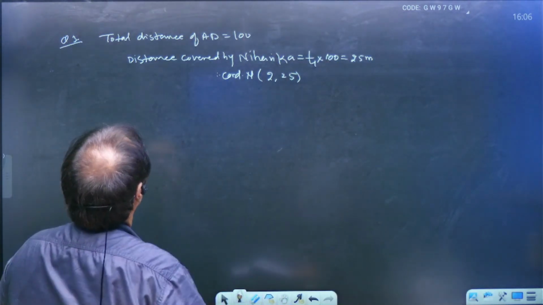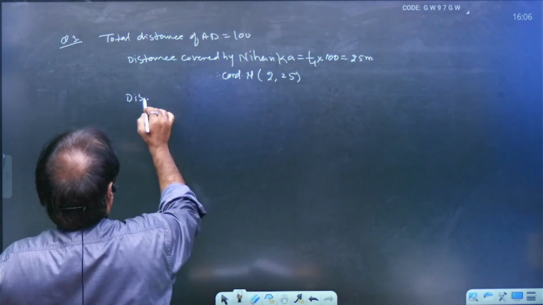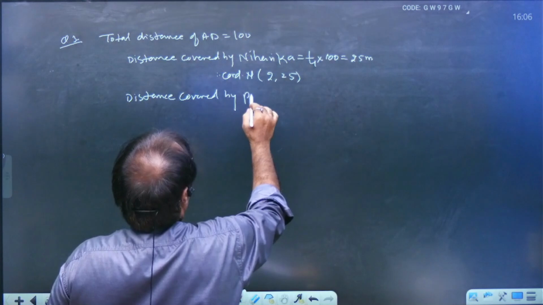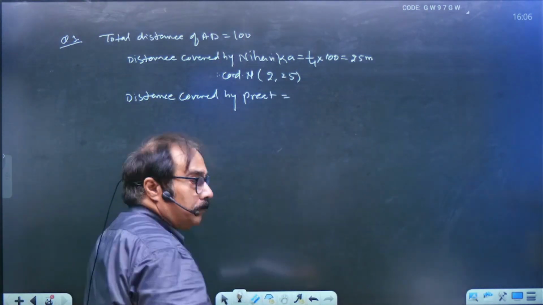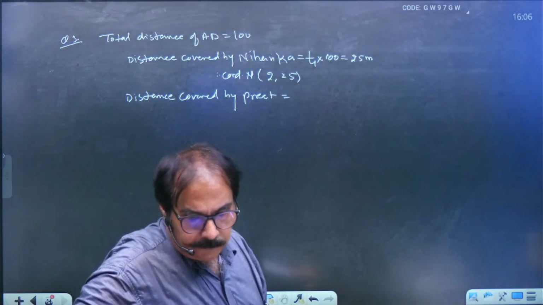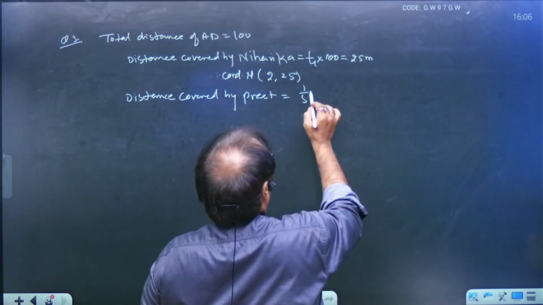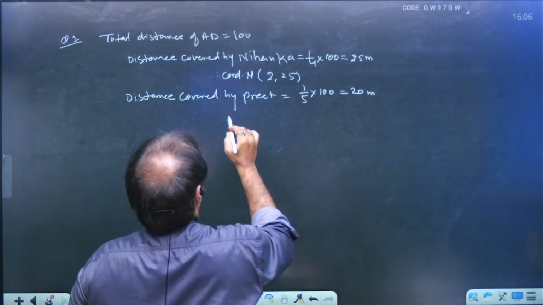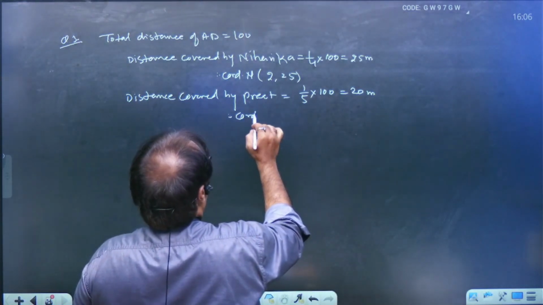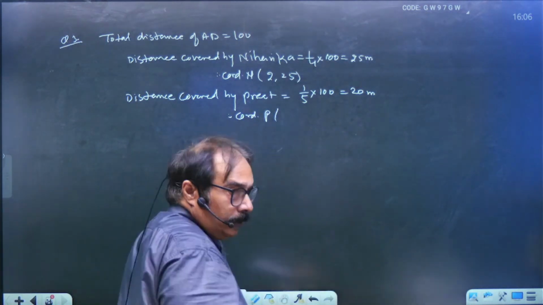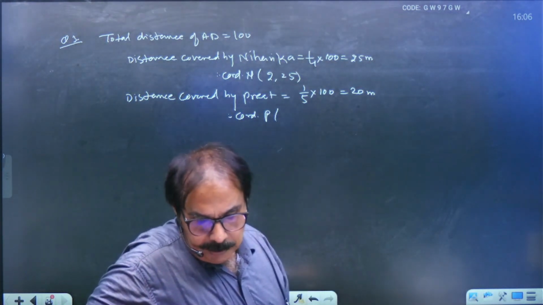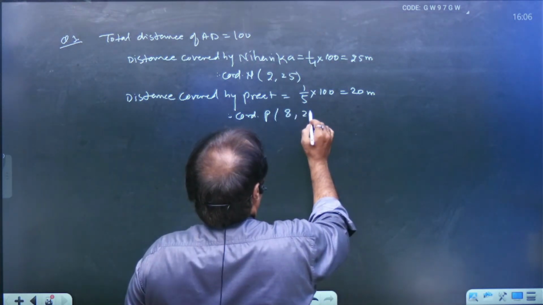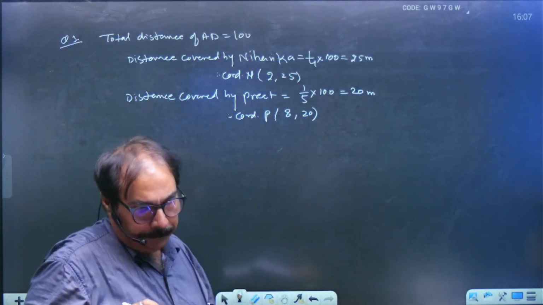Okay, now the distance covered by Preet is 1/5 of the distance AD. So 1/5 of 100 is equal to 20 meters, right? So the coordinate of P is on the 8th line, and she posts a red flag on the 8th line. So 8 and 20. This is the coordinate of P. Okay.